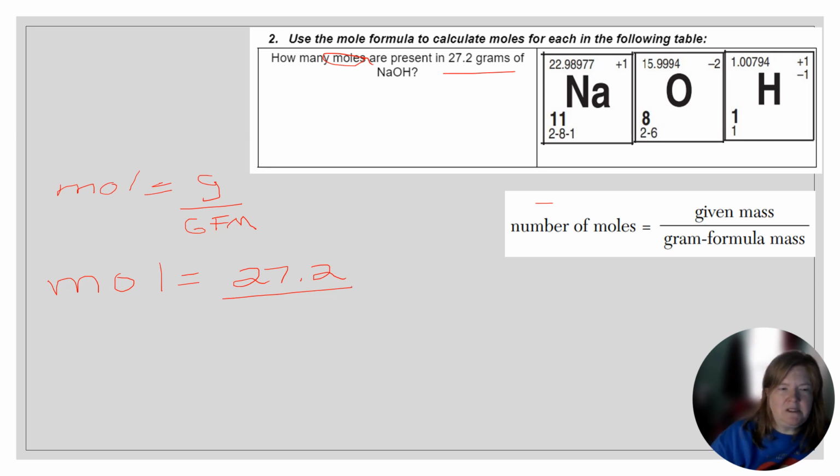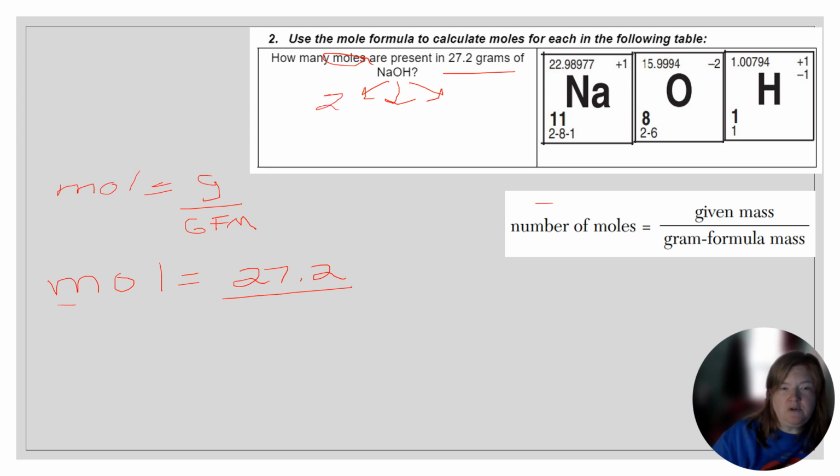Now, I'm not going to be able to solve for moles unless I have a number for gram formula mass, right? So we just did that. We figured out gram formula mass. All right, so I'm going to have to do that for this. You can see how many Na's do I have? 1. How many O's in the formula? 1. How many H's in the formula? 1. So I just need the atomic mass for each of them, remembering to round it to 1 digit after the decimal.